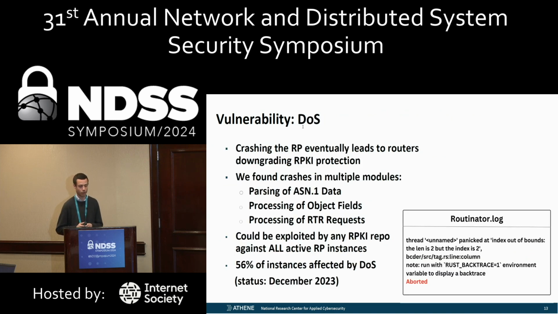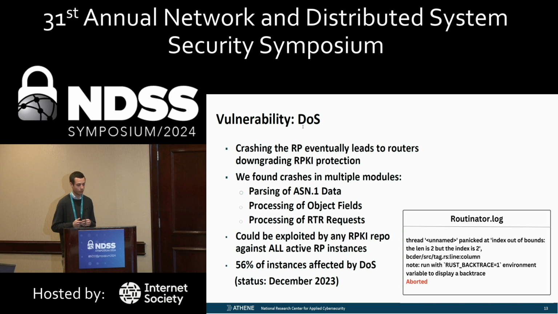Then the largest number of vulnerabilities we found were denial of service vulnerabilities, so vulnerabilities that allow an attacker to crash an RP implementation and thereby downgrade RPKI protection in any system. We found crashes in multiple modules of the RP, for example in the parsing, but also in deeper processing, and even in the processing of RTR requests, which is the module that interacts with the routers. The problem is that the impact is quite big, because any attacker can attack all running RP instances in the internet by just setting up an RPKI repository.